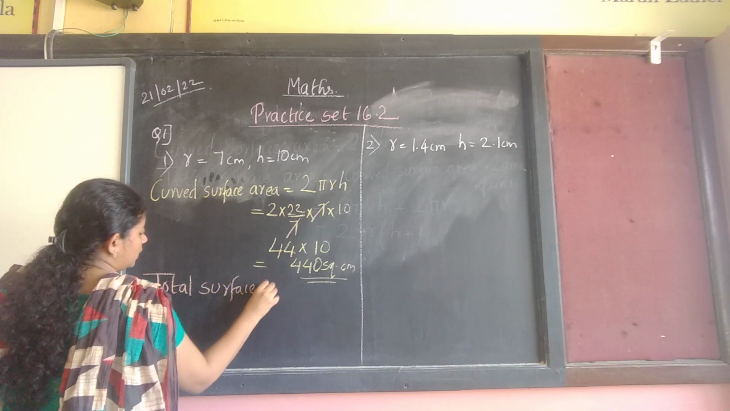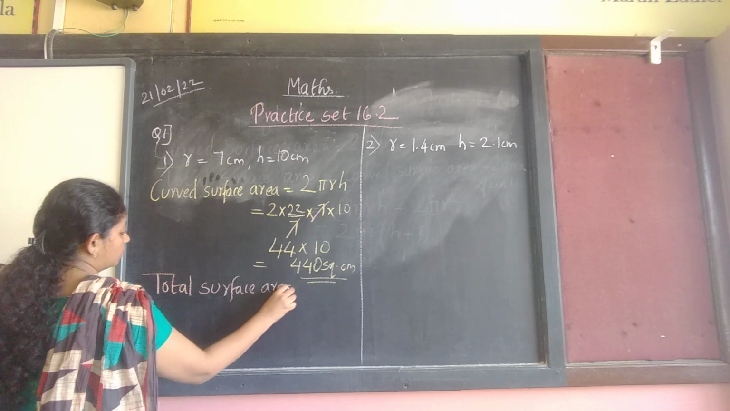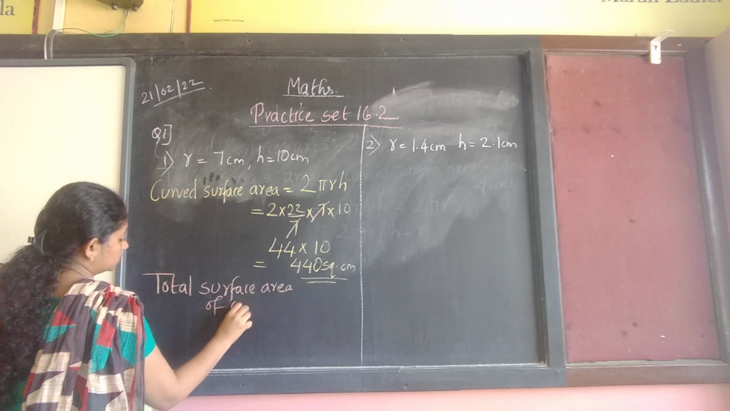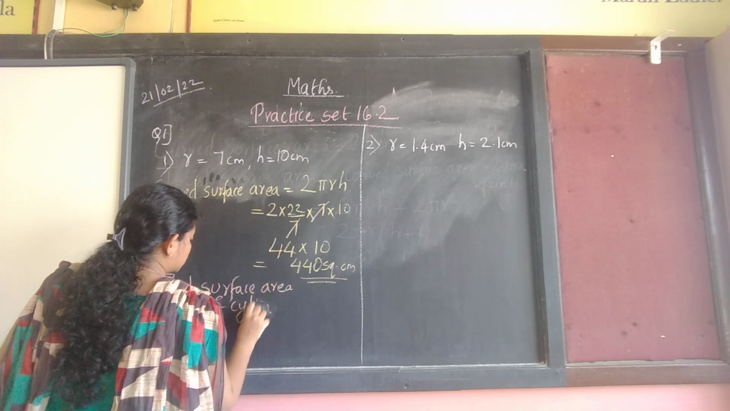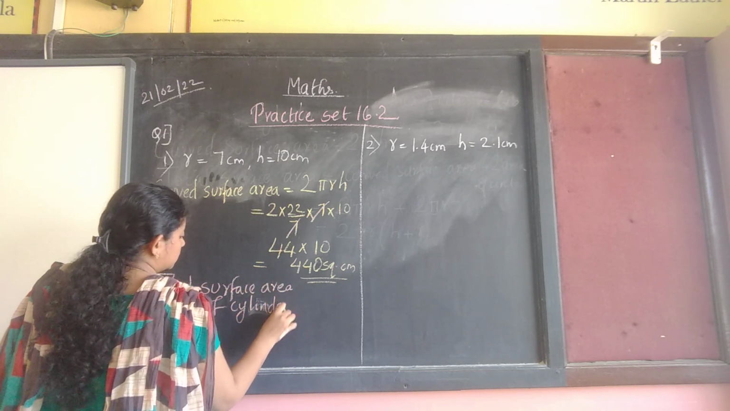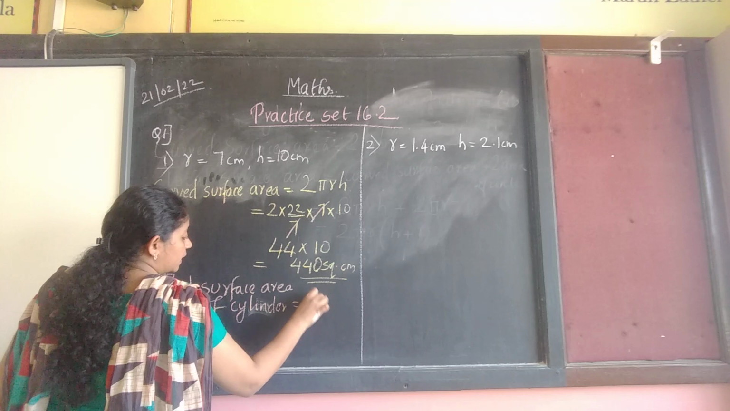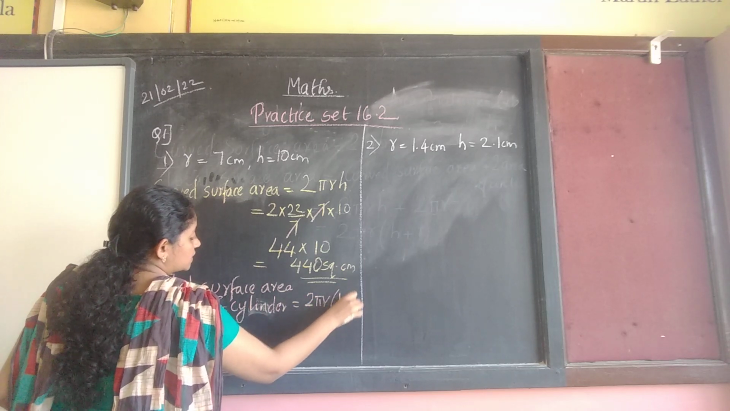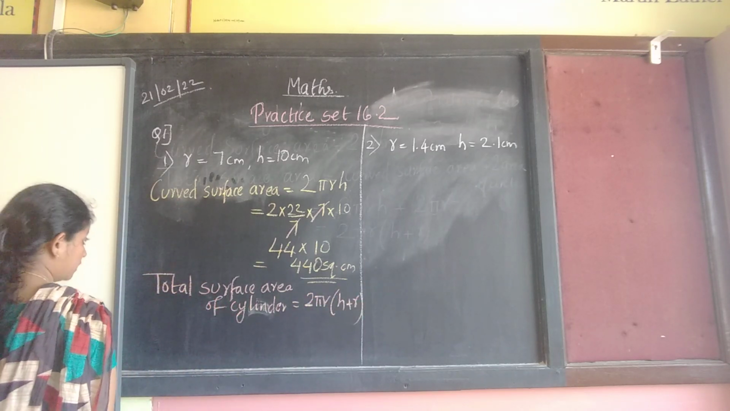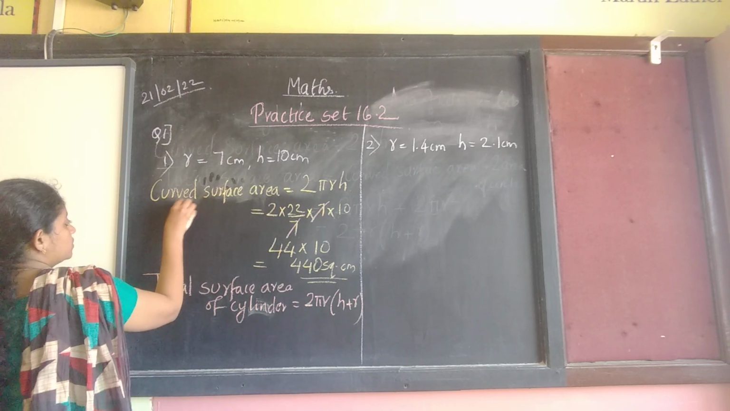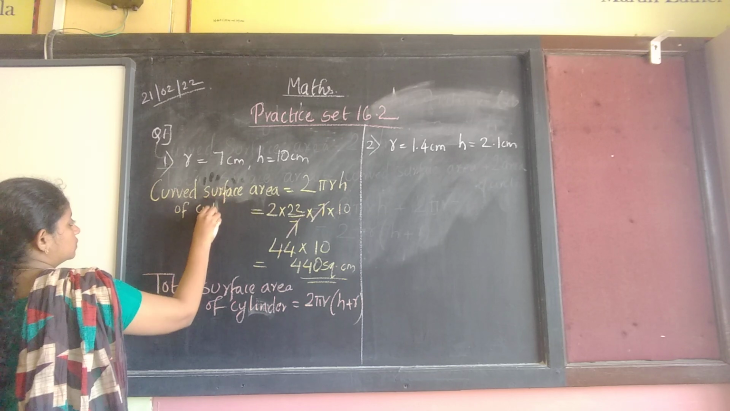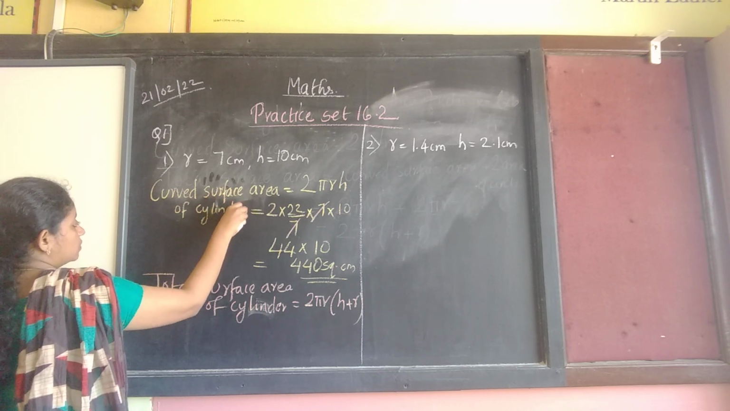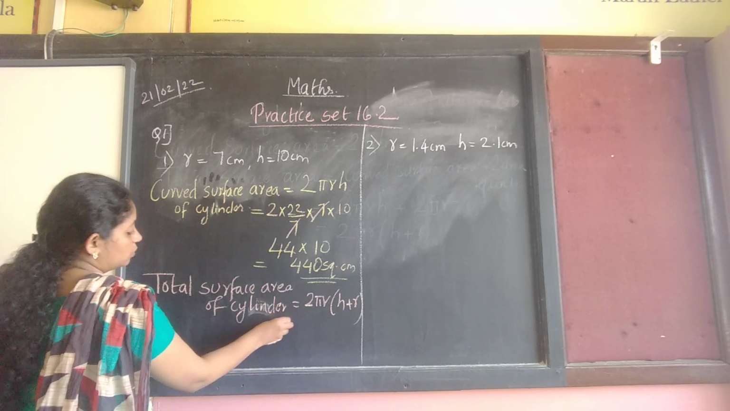Total surface area of cylinder is equal to 2 pi r (h plus r). This was the formula which we have used. Here also, curved surface area of cylinder you need to write. Okay. So here, what is the value?